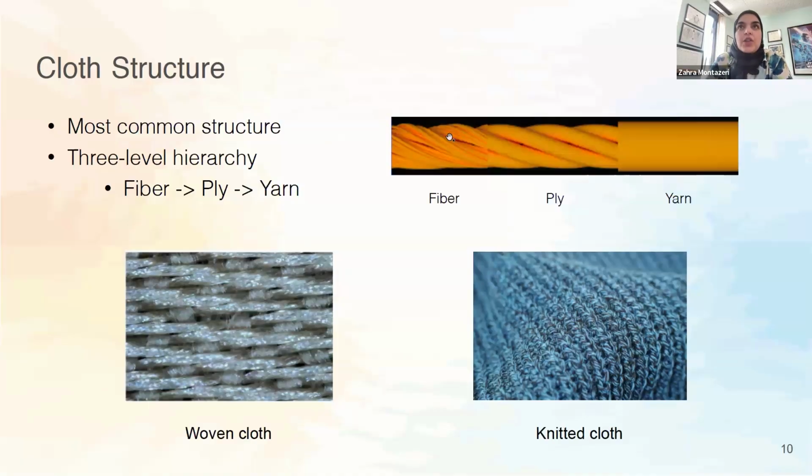And when we talk about the cloth structure, the other thing is the hierarchical structure that we see in a single yarn. For example, here we see a single yarn, which is like a cylinder. Each yarn consists of multiple plies, and each of those plies consists of hundreds of fibers. And then arrangements of these yarns can make woven cloth or knitted cloth. These are the two most common types of cloth.